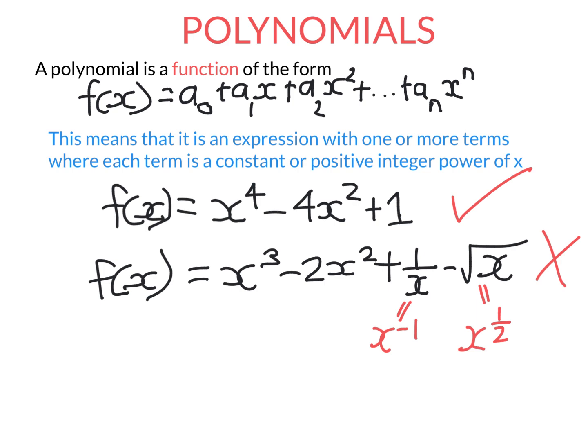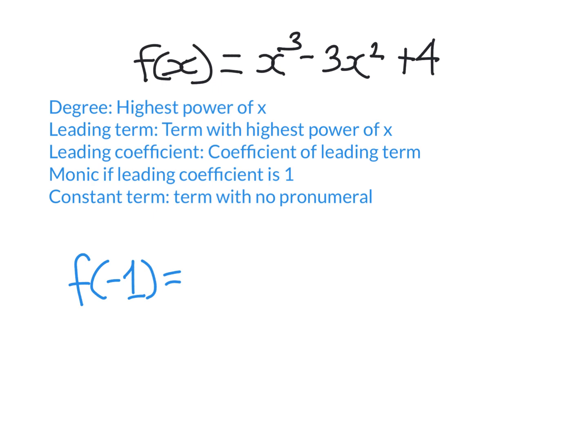All right, let's now look at some more definitions that you need to know regarding polynomials. So here I have the polynomial f(x) equals x cubed minus 3x squared plus 4. It is indeed a polynomial. There's only a constant term and positive integer powers of x. So here are some words you need to know regarding polynomials. So the degree of the polynomial is the highest power of x. So we write it like this, deg for degree and f, because that's the polynomial we're referring to. Highest power of x is 3.